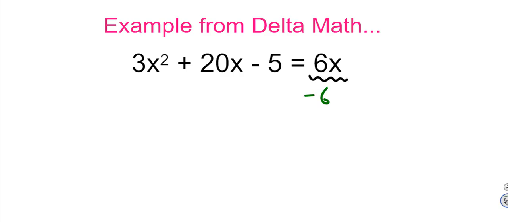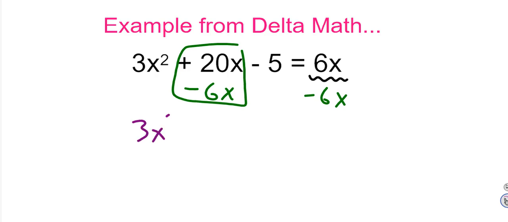Let's go ahead and subtract 6x from both sides. I like to put it underneath the term that I'm going to be combining it with. We only do it once. We don't like subtract 6x from 3x squared, subtract 6x from negative 5. No, we just do it once, right? And so what do we have? We have 3x squared plus 14x minus 5 equals 0.